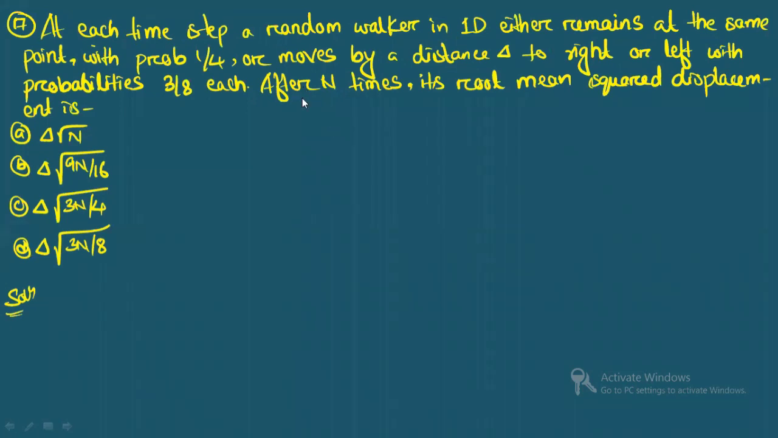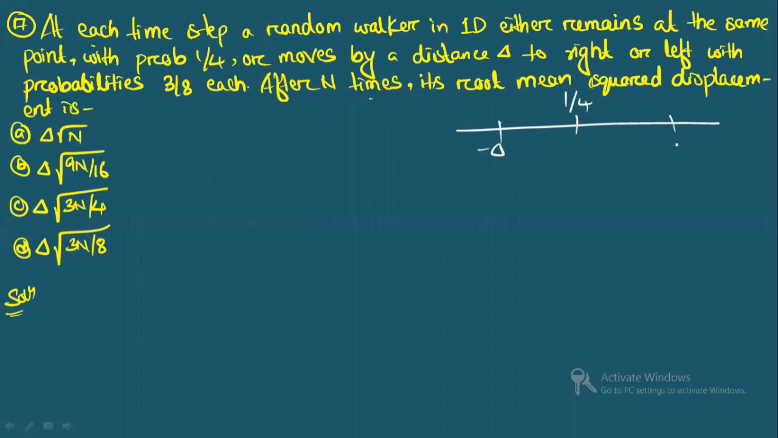It is said that at each step, a random walker in one dimension either remains at the same point with probability 1/4 or moves by a distance delta to right or left with probability 3/8 each. After n times, its root mean square displacement is what? So, simple question. This is a random walker in one dimension. Suppose he's starting at this point. The probability that he will stay at this point is 1/4.